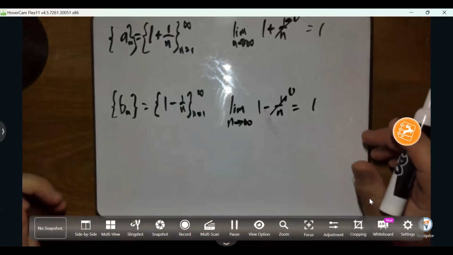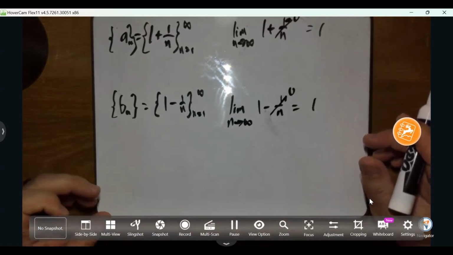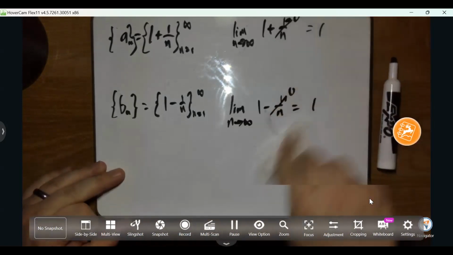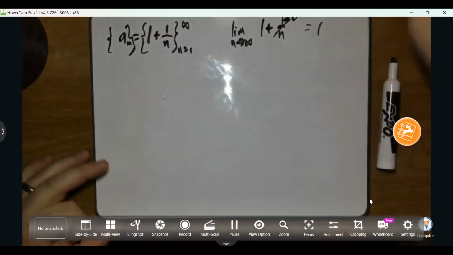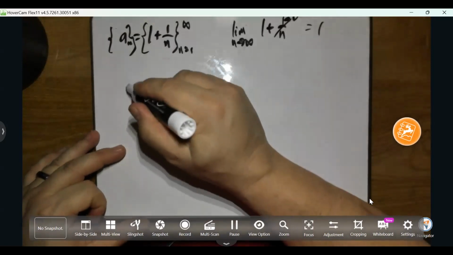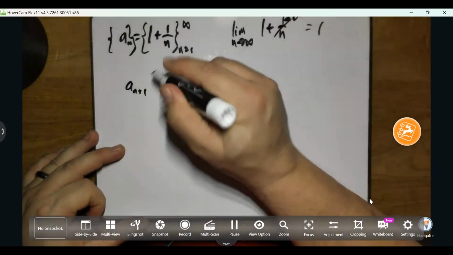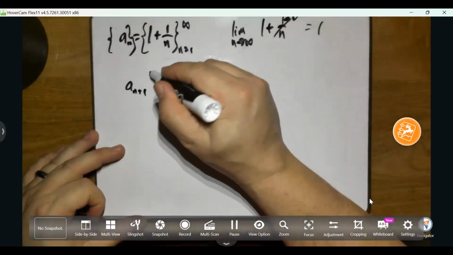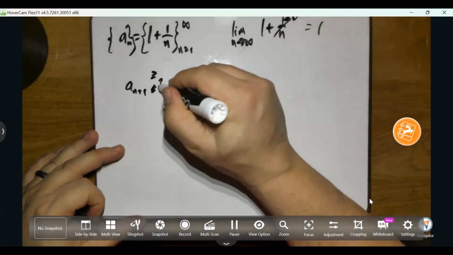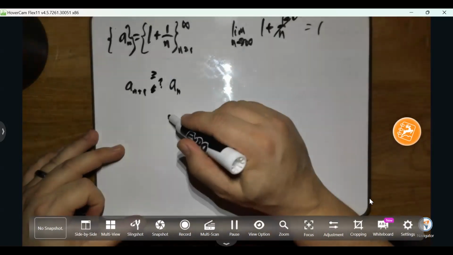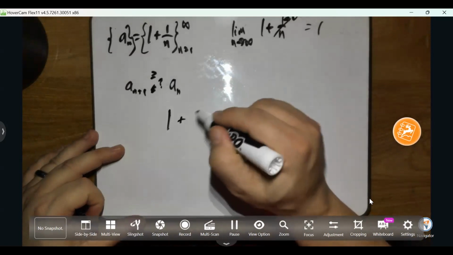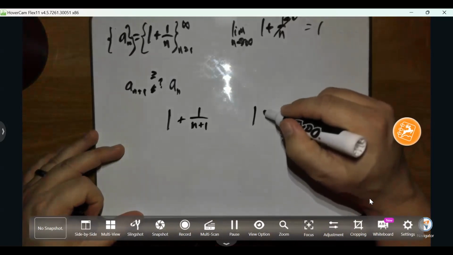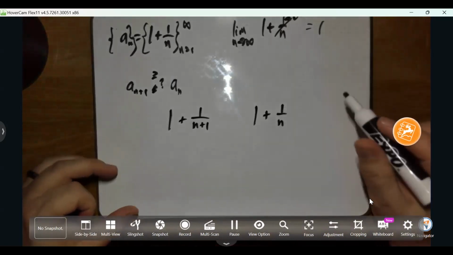The next question is the monotonic question. Let's start with the a sub n term first. We want to compare a sub n plus 1 to a sub n. Is this greater than or equal, less than or equal? If we look at the n plus first term, that's going to be 1 plus 1 over n plus 1. I'm going to compare that to 1 plus 1 over n.